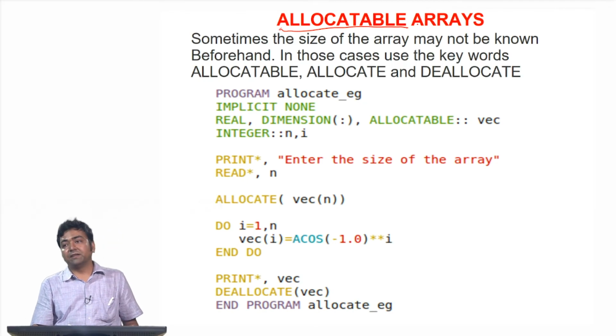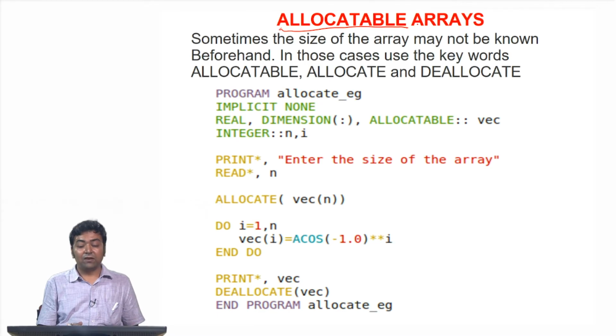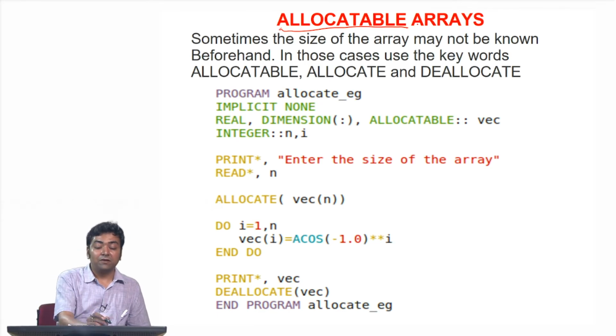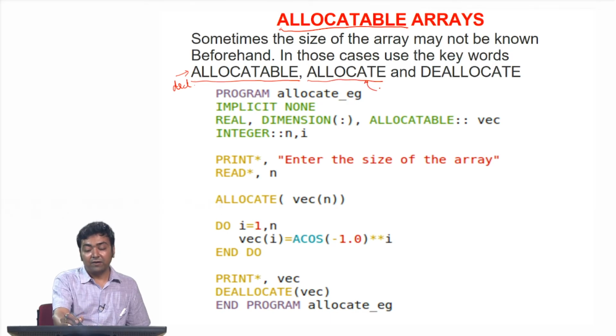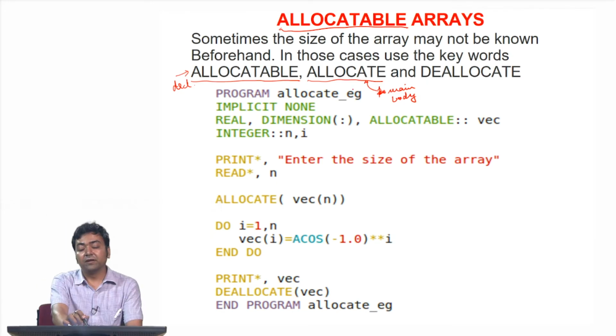So, what allocatable arrays allow you to do is dynamically allocate, or reserve, memory to store a set of numbers in an array and then also deallocate it. It consists of three keywords. The first is allocatable, the second is allocate. The allocatable part comes in the declaration part, while allocate comes in the main body of the program, where you allocate the variable dimensions to the array which you have declared as allocatable.